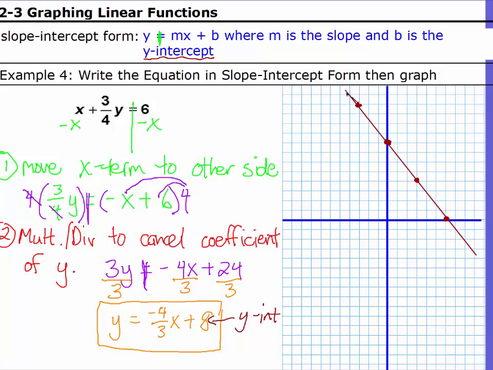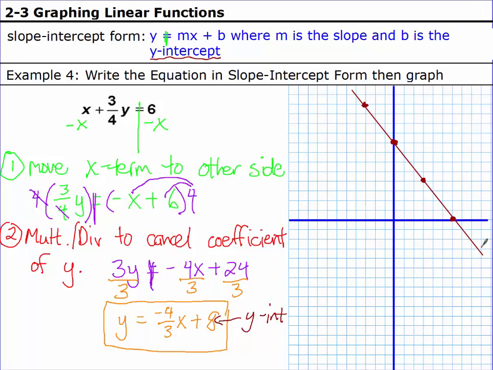Okay, draw a line there. Put some arrows on it. And that's slope-intercept form.